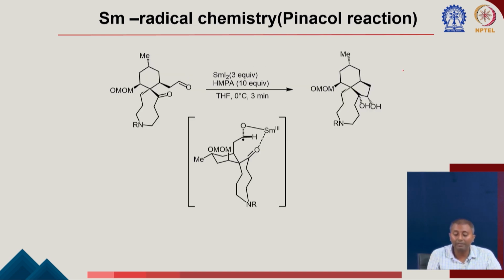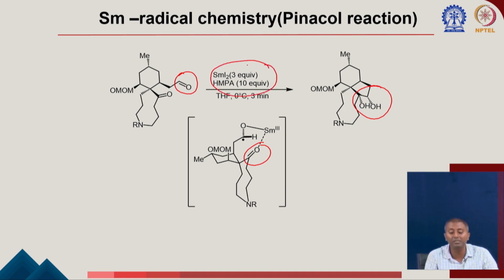There is another example of the intramolecular pinacol reaction. Here you can see there is a generation of a radical. In this species there is an aldehyde here which is generating a radical, and then there is another carbonyl species here which at the end forms this pinacol. Again, as I said, both OH will be on the same side. In this reaction I think they have used 10 equivalents of HMPA with the samarium iodide for this reaction to happen.